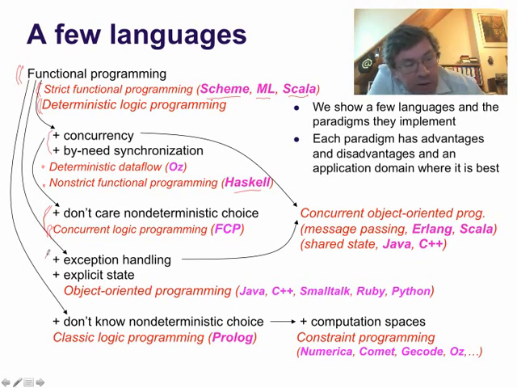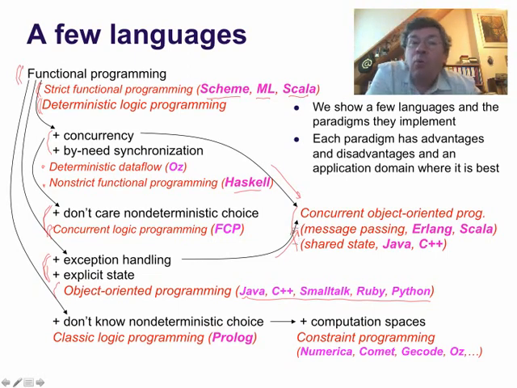If we go now from functional programming and add explicit state and exceptions, we get object-oriented programming, and many languages implement this. If we now add both concurrency and explicit state, we get concurrent object-oriented programming, and again, many languages do it. Here there are two ways of doing concurrent programming, either message passing or shared state. So languages like Erlang and Scala do message passing, and Java and C++ do shared state.